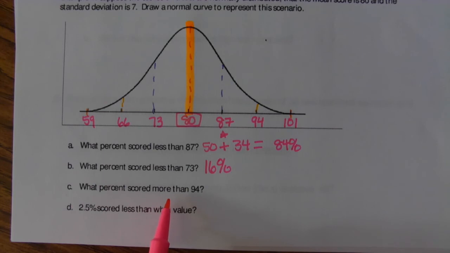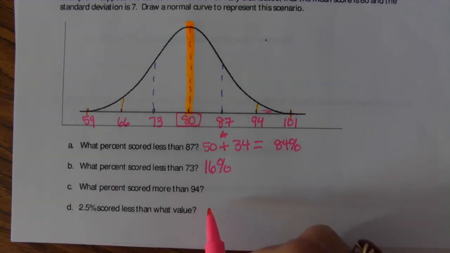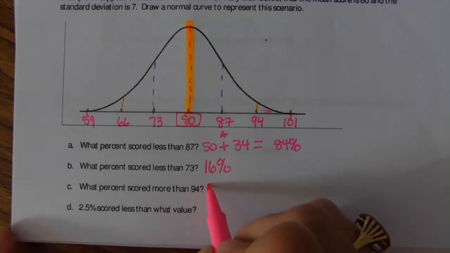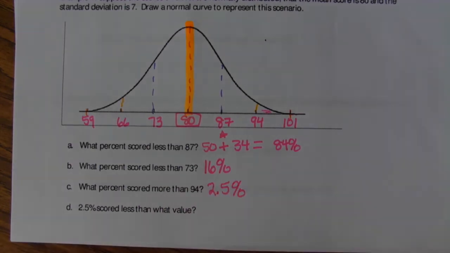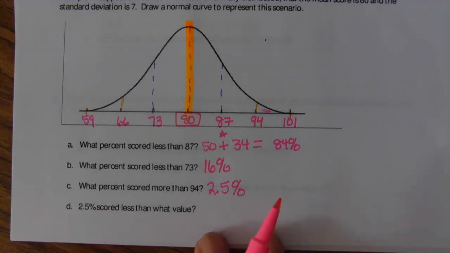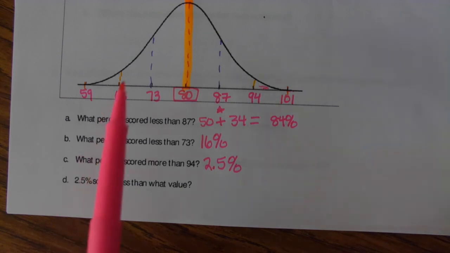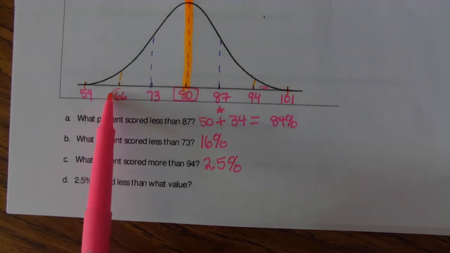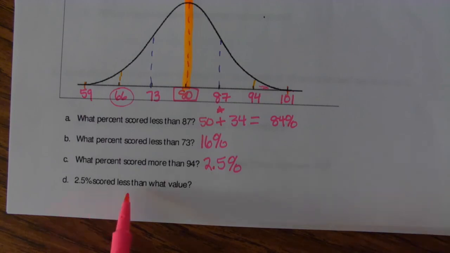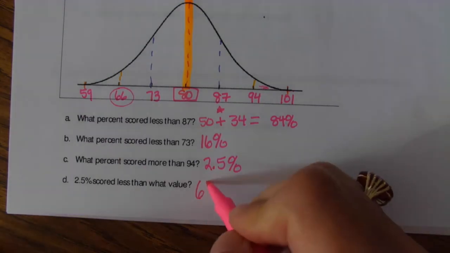Okay, what percent scored more than 94? So that's 2 and 3 standard deviations. And what do 2 and 3 add up to? 2.5. And 2.5, oh, now they gave us the percent and they want us to tell the score. 2.5 scored less than what value? Well, 2.5 is how much? That's less than 2 standard deviations, right? So that would be what? The 66 cutoff, right? So 2.5% scored less than 66.